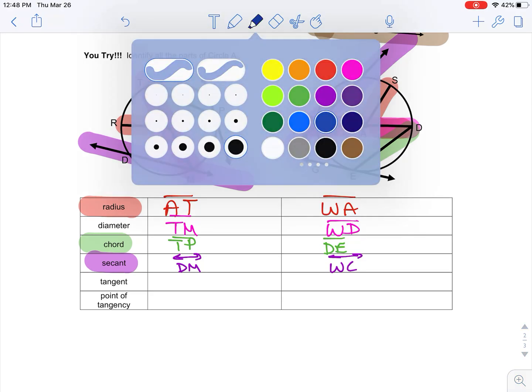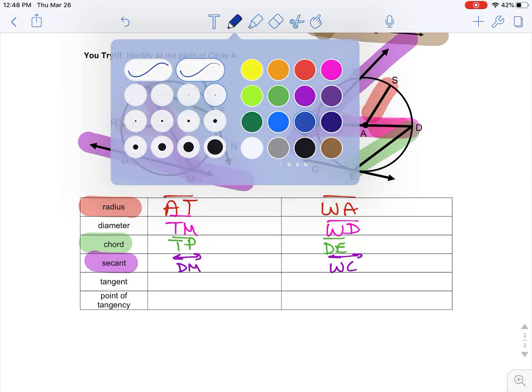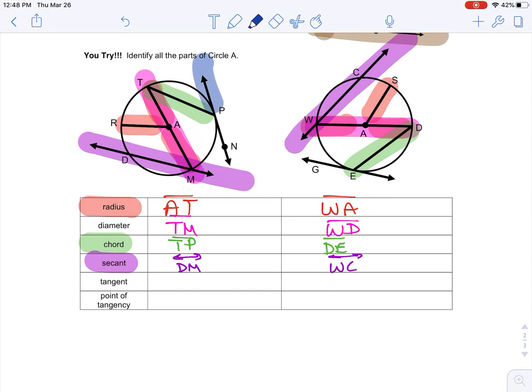Tangent, let's go blue, touches in 1 spot. Tangents touch in 1 spot. So a tangent would be like PN, where P is the point of tangency, or GE, where E is the point of tangency. So that's the kind of stuff that you need to be able to do. You need to be able to look at a picture, see some lines or segments on a circle, and be able to say, hey, I know what that is. That's called a chord, or that's called a tangent.